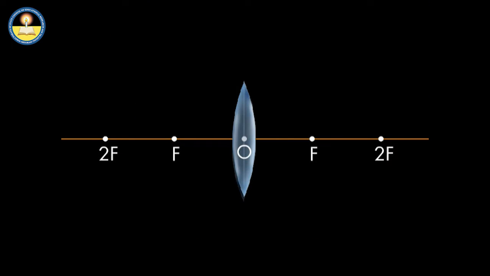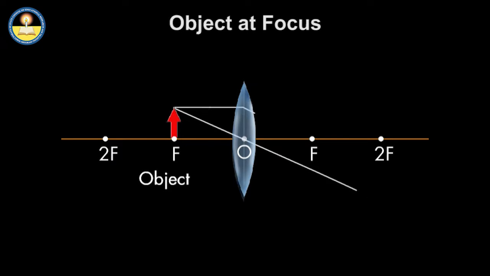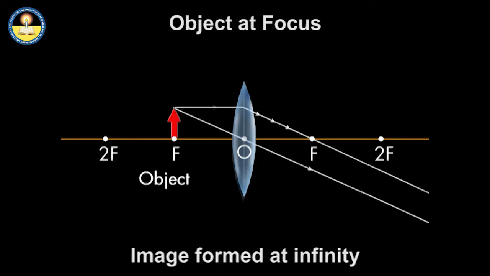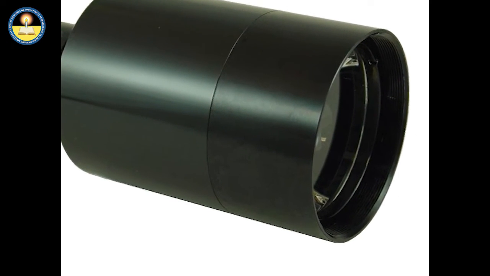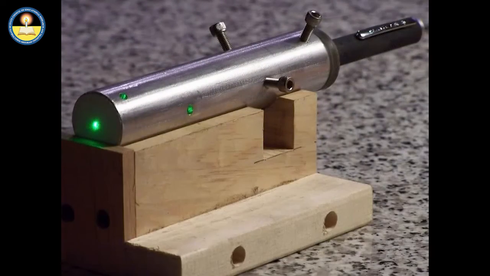But when the object is placed exactly at the focal point, an image is formed at infinity, because the refracted rays are parallel to each other and they can never intersect each other. Such type of image formation is used in collimators, where a parallel beam of light is required.